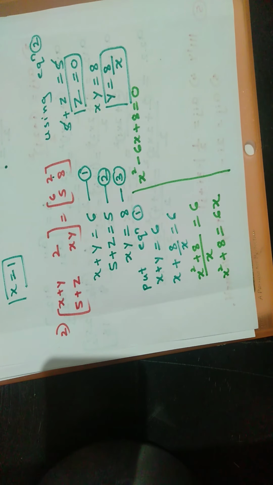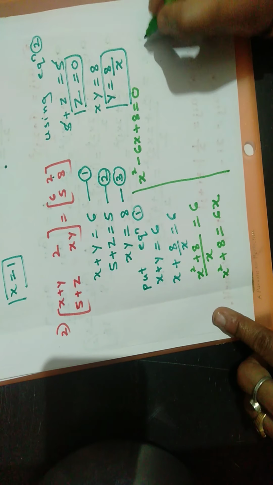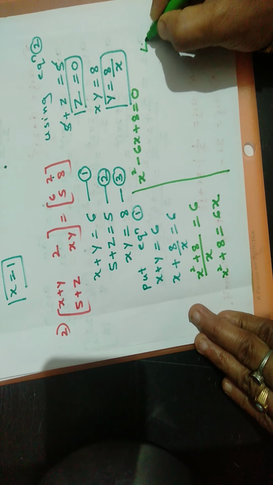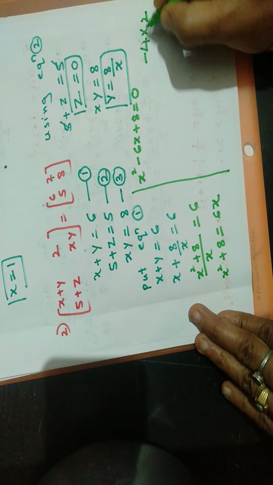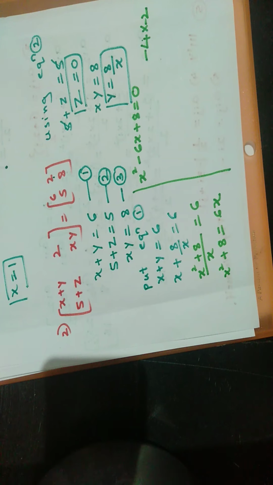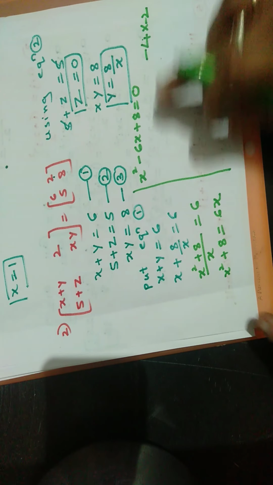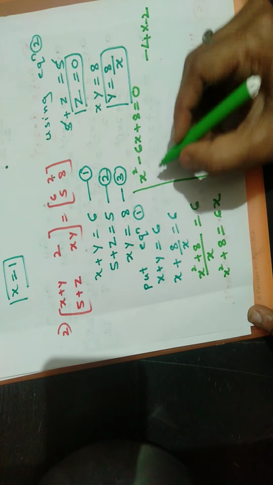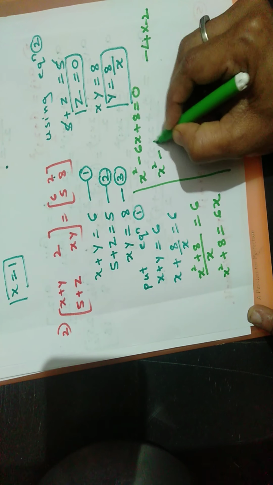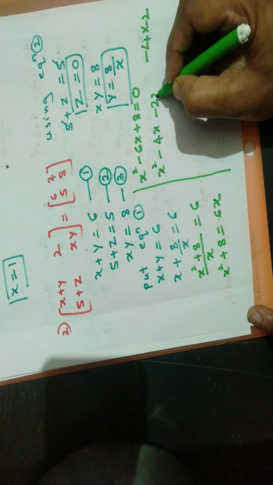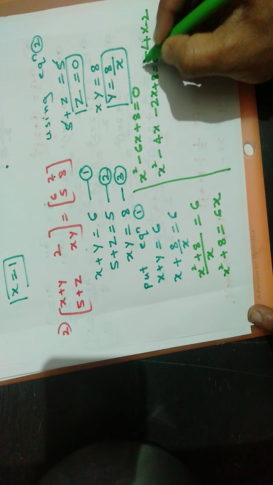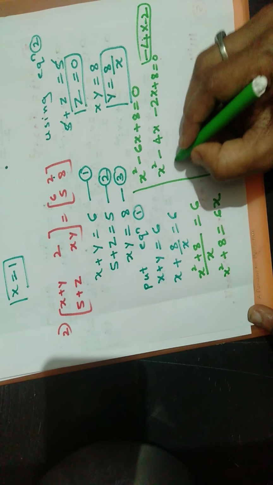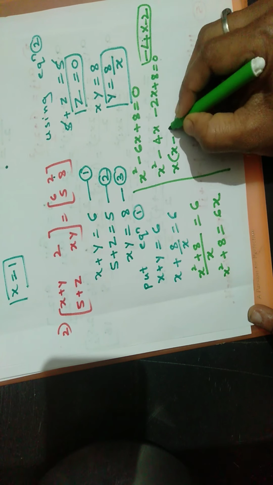This is in the form of a quadratic equation. So by solving the quadratic equation, 4 twos are 8. Here we write 4 into 2, minus 4 into minus 2, we get plus 8, and minus 4 minus 2, we get minus 6. By solving this equation, x square minus 4x minus 2x plus 8 is equal to 0. Taking x as the common term, that means x minus 4.